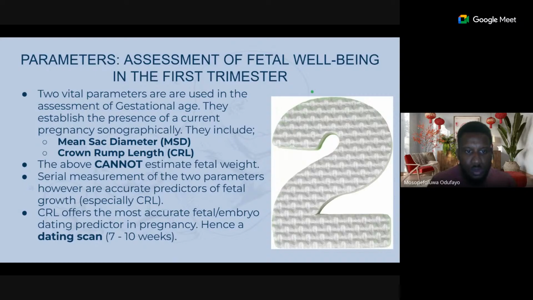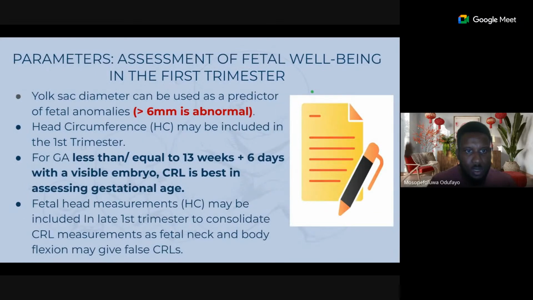So let's move on to the next one. Let's talk about, first of all, the yolk sac diameter. Like I mentioned, the yolk sac diameter can be a predictor of fetal abnormalities. If you get a yolk sac diameter greater than 6 millimeters, it is abnormal. Inner to inner diameter of the yolk sac should not be more than 6 millimeters. It should be less than that.